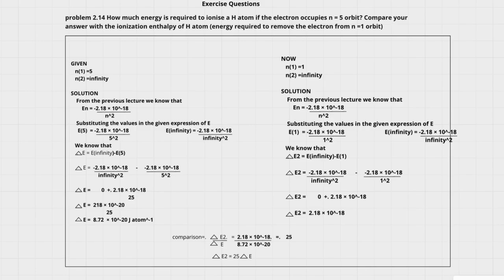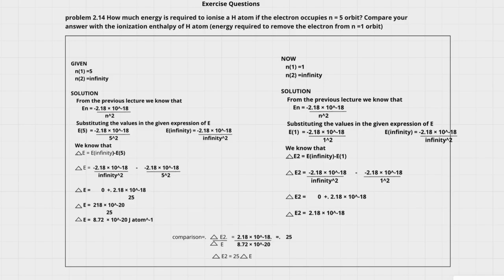Delta E2 equals minus 2.18 into 10 raised to the power minus 18 divided by infinity square minus, minus 2.18 into 10 raised to the power minus 18 divided by 1 square. After calculation, as you can see clearly, the infinity term becomes 0. Delta E2 becomes 2.18 into 10 raised to the power minus 18 joules atom inverse.